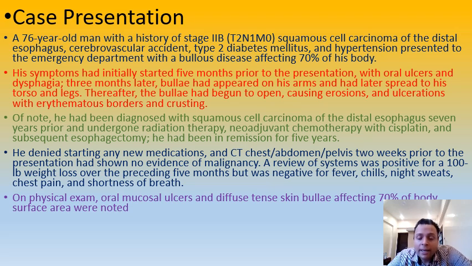Because normally paraneoplastic pemphigus is associated with sarcomas, carcinomas, or lymphomas. There was weight loss over 5 months, but negative for fever, chills, night sweats. On examination, oral ulcers were there, diffuse tense bullae were there. This body surface is very important. So we are dealing with a blistering condition. We are dealing with erosions, and painful ones. So we are actually dealing with a blistering condition.